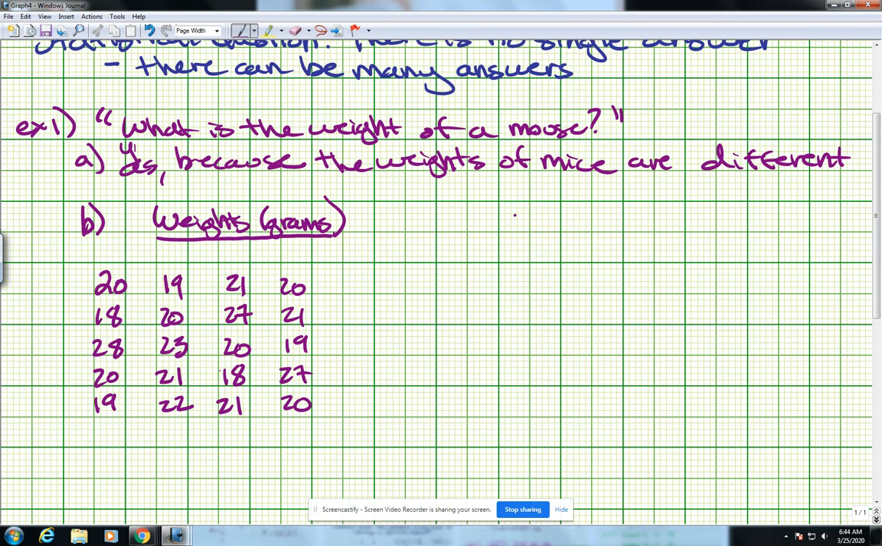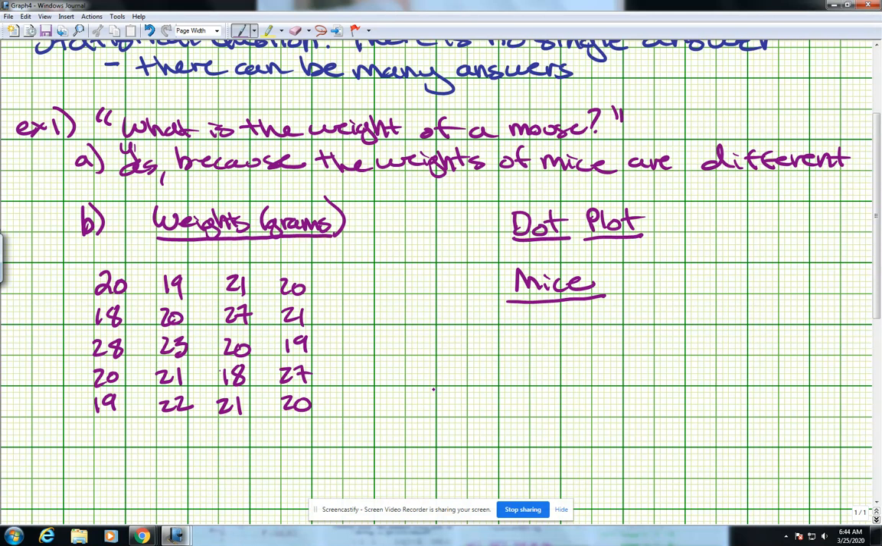We're going to now make a dot plot. So over here, I'm going to label our graph dot plot so that we remember, looking back at our notes later, what this graph is called. And remember, these are weights of house mice. So I'm going to put mice at the top as my title.